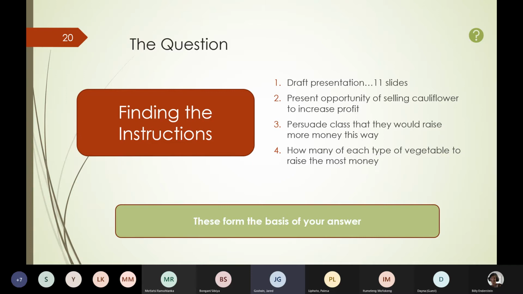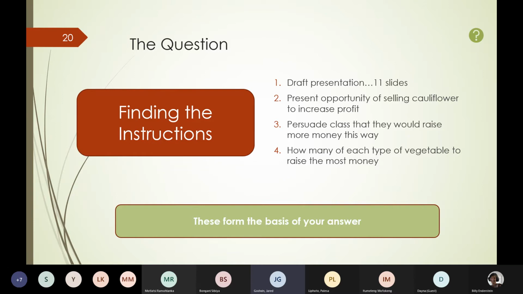So these were the 4 instructions as I saw them. You have to draft a presentation. I mean, that's the easy one that we all see. But you have to present the opportunity of selling cauliflower to increase profit. And I would encourage you, go find these instructions in the question, because they're there. It said present the opportunity of selling cauliflower to increase profit. You had to persuade the class that they would raise more money this way. And this element was often missed: you might have presented your case, but you weren't using persuasive words. You weren't trying to persuade the class that this is the better way to do it.